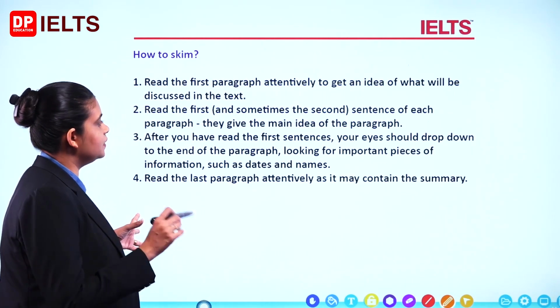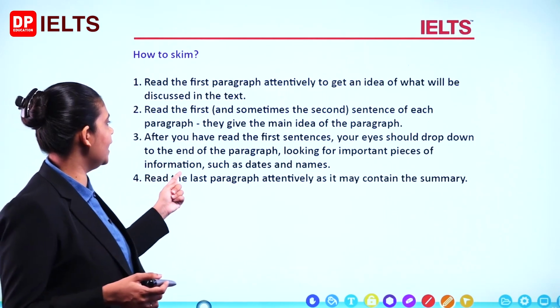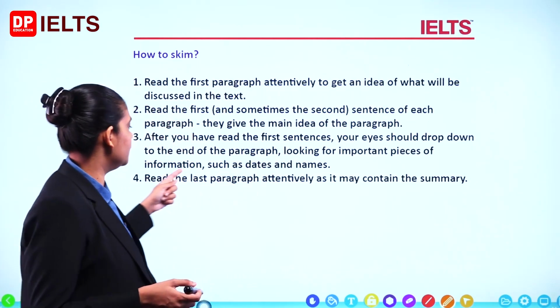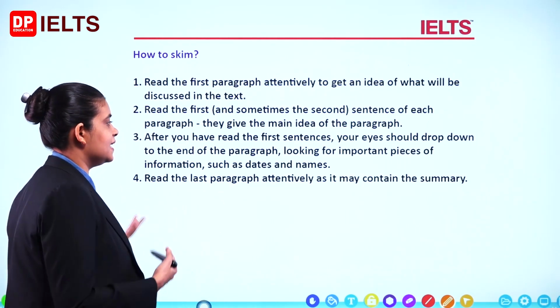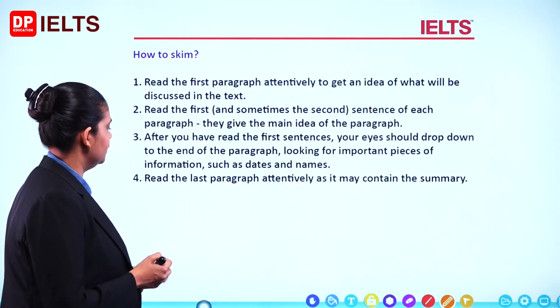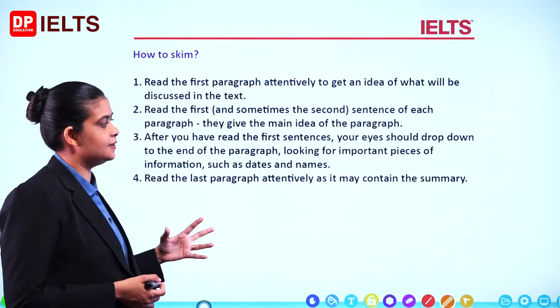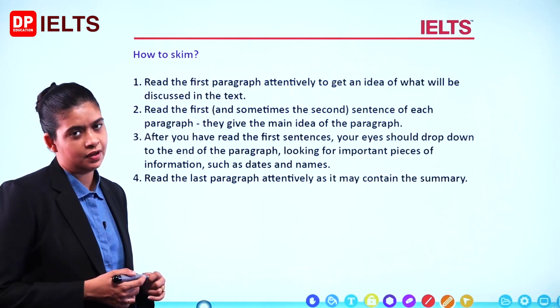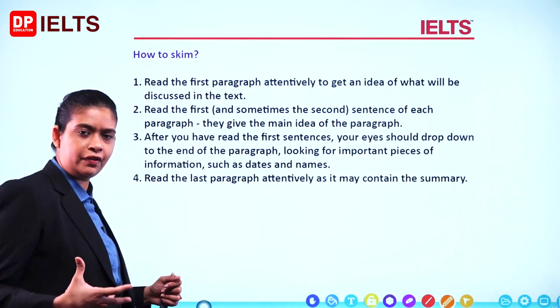After you have read the first sentences, your eyes should drop down to the end of the paragraph looking for important pieces of information, such as dates and names, things like that. Read the last paragraph attentively as it may contain the summary. So you look at the headings, the subheadings, and then the paragraphs.